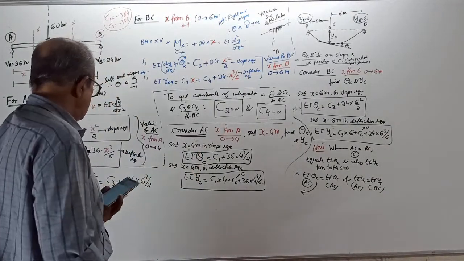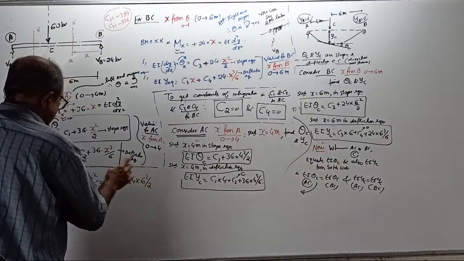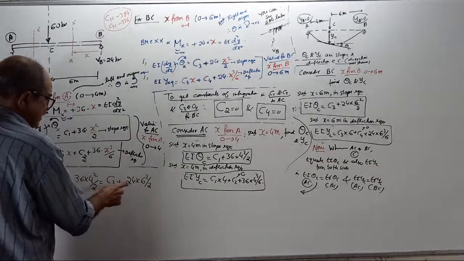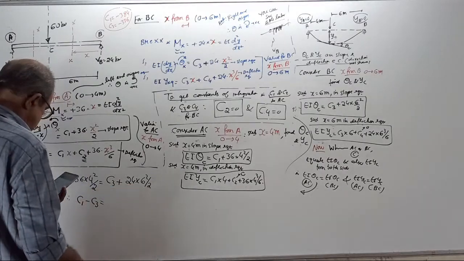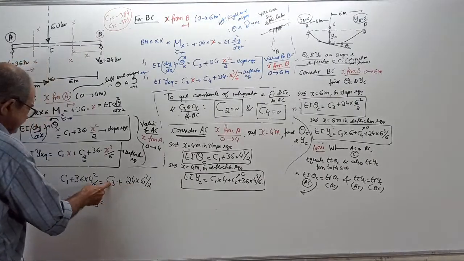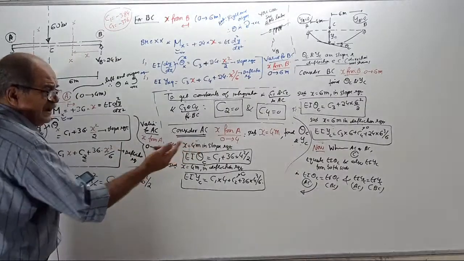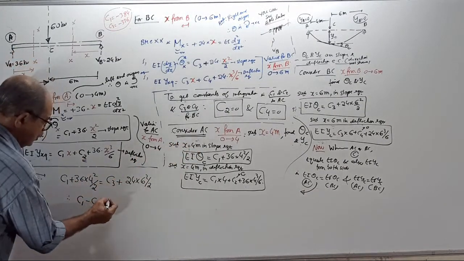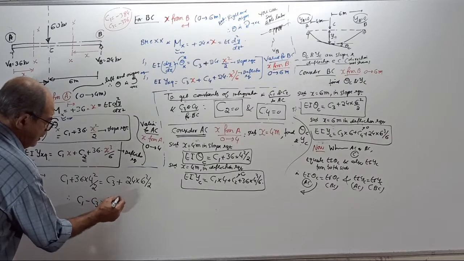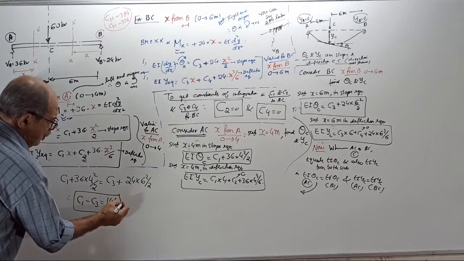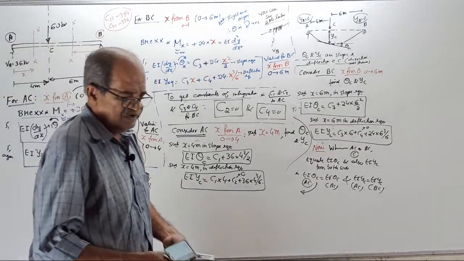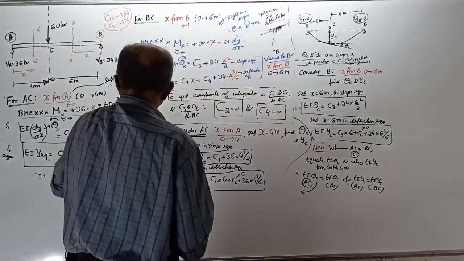Tell the number. 24 into 6 square by 2 minus 36 into 4 square by 2. See, C3 being this side, this one take that side. 24 into 6, 144 equals 144. You call it equation number 1. One new equation. Okay.